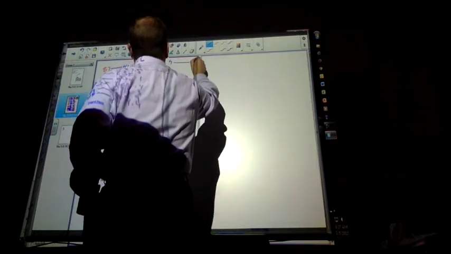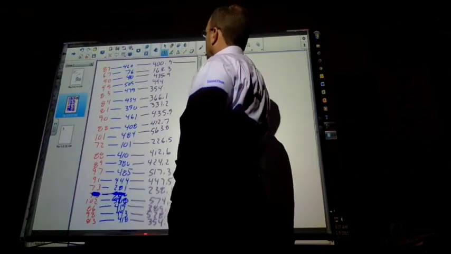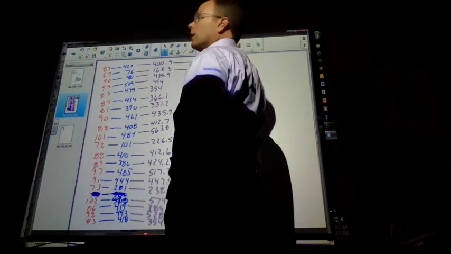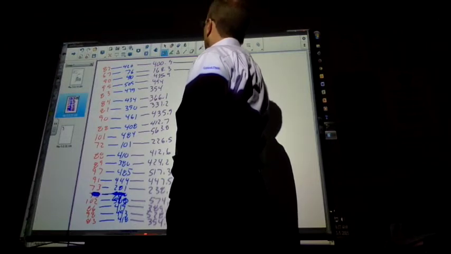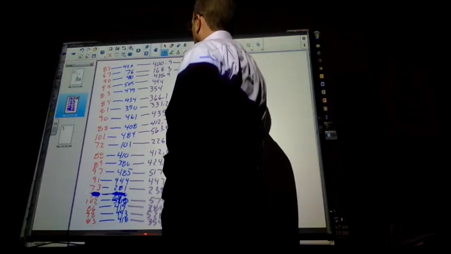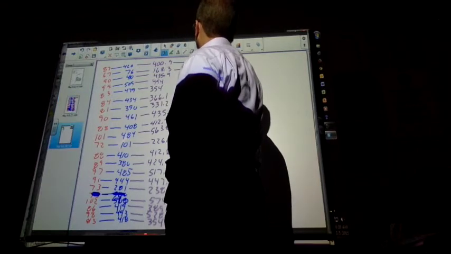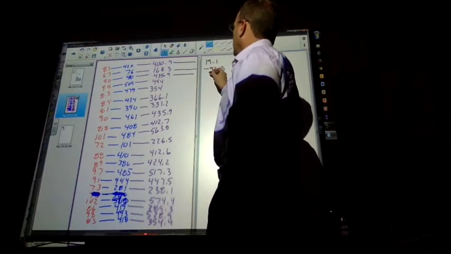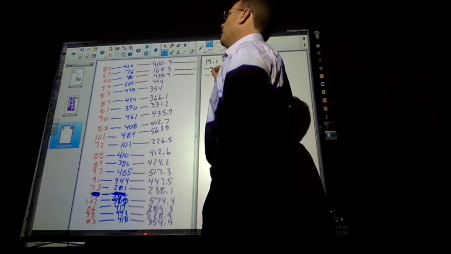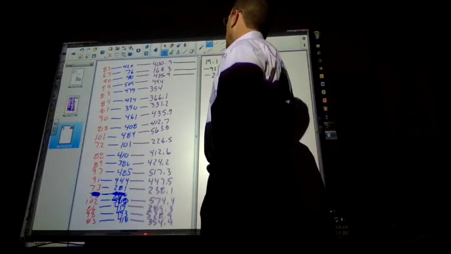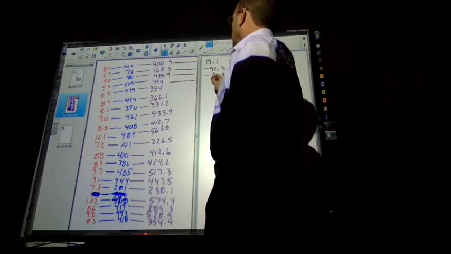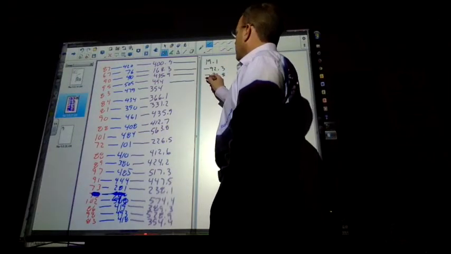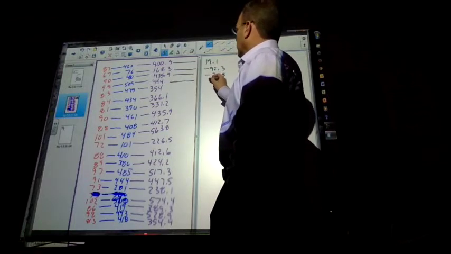All right, ready? So, what was the first one? 19.1. What's the second one? Negative 92.3. What do you do? Take the blue minus the purple. What's the third one? Negative 25.8. Okay. Take the fourth one. 505 minus 494? 11.